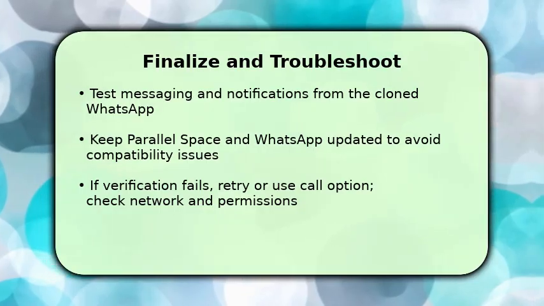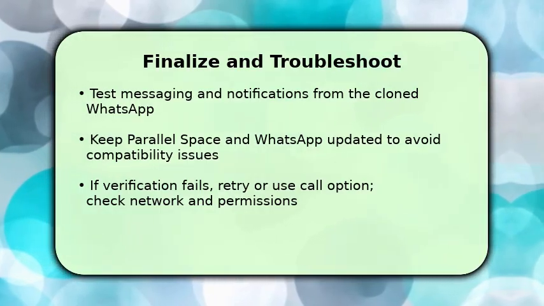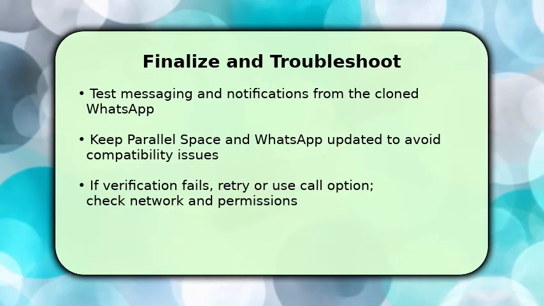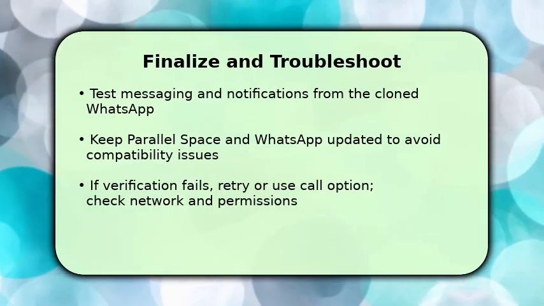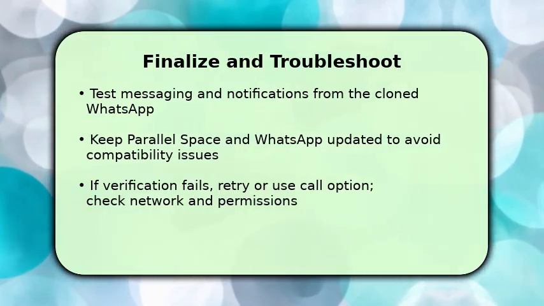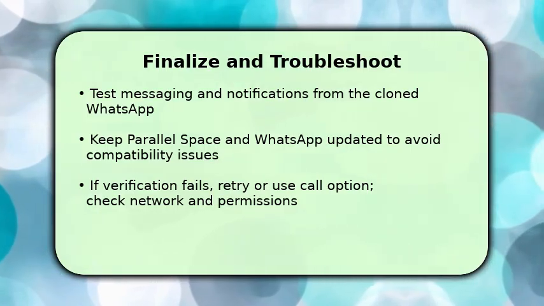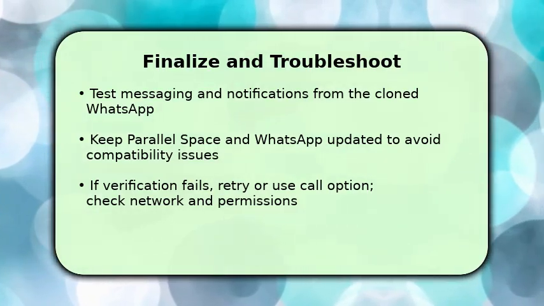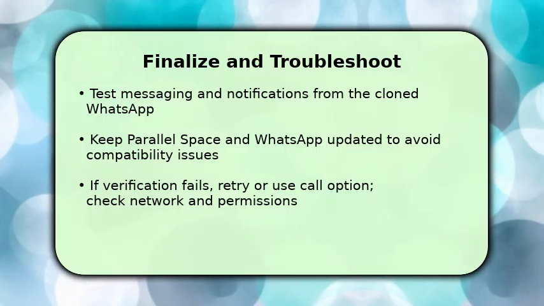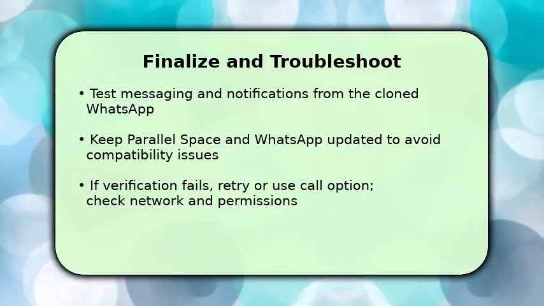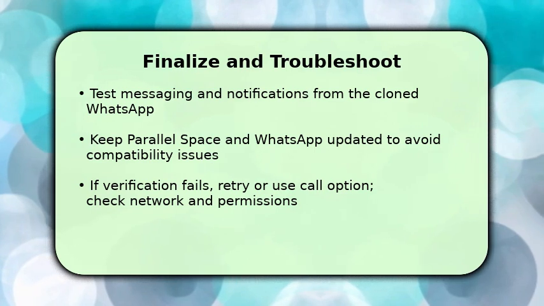Keep both Parallel Space and WhatsApp updated to prevent crashes and feature mismatches, and enable required permissions like contacts and microphones so calls and chats work. If verification or login fails, try the call verification, restart the app, or check network and permission settings. These steps usually resolve syncing or activation problems quickly.